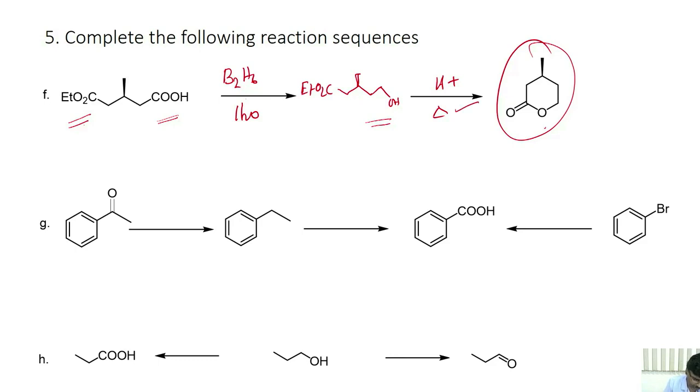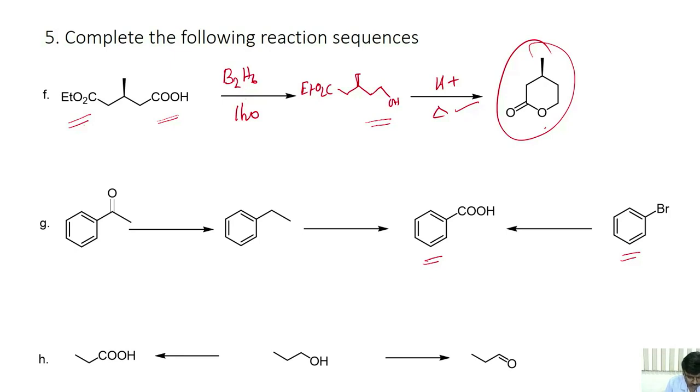The next example involves the reduction of ketone to alkane. The acetophenone is reduced into ethyl benzene, which is further oxidized to benzoic acid. The benzoic acid also can be produced from bromobenzene. We have to find out the suitable reagents for these transformations.